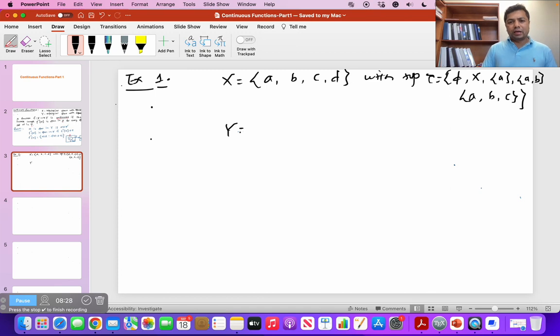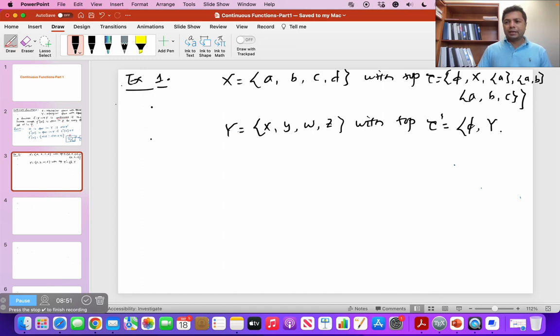And now let's say I have another topological space whose elements are X, Y, W, and Z with topology tau prime, whose elements are the empty set and whole set Y, the singleton set X, singleton set Y, the two element set X, Y, and then the three element set Y, Z, and W.